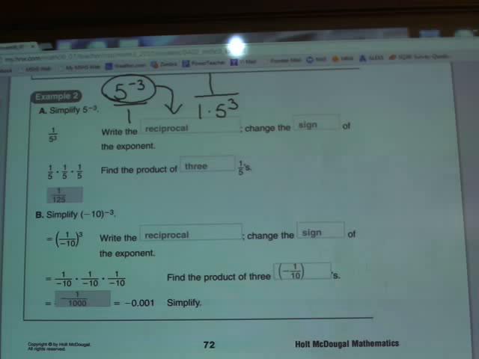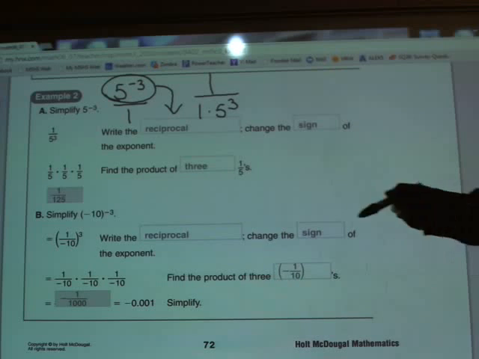And when we multiply those three 5s together, we get 125, so that's the equivalent of 1 over 125. B, we're going to simplify negative 10 to the negative third. Now, what's different about this one, compared to the questions we had earlier in number 1, is the base, the big number, the 10, is actually negative. So we're going to have to factor that into what we're doing here, but it doesn't change the initial setup.